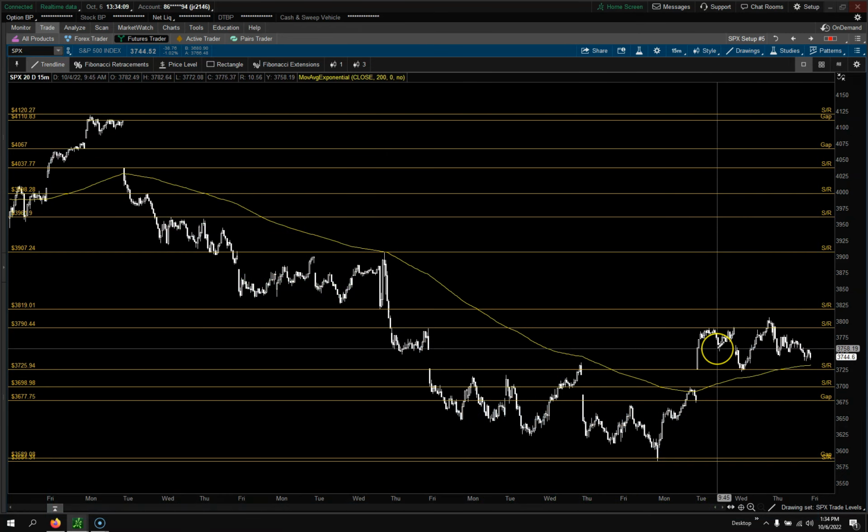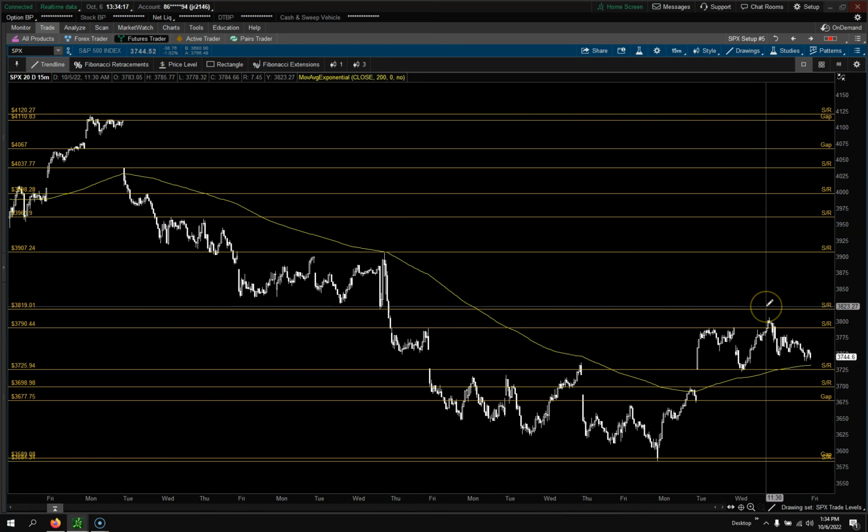But with that, getting back into the SPX, what I'll do is I'll share a link of this chart down below, and you could start to use my levels with this chart to help see it.